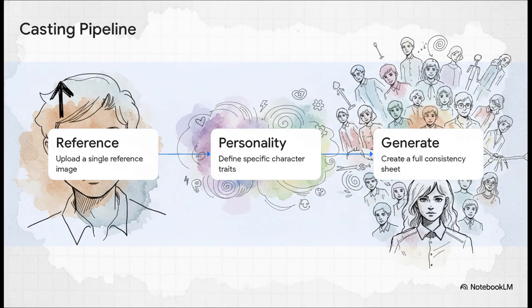Building out a character library is now this beautifully streamlined process. Basically, you just upload a single reference image of your character, punch their specific personality traits right into the panel, and hit generate. Just like that, the system builds a comprehensive consistency sheet. It's taking a standalone image and turning it into a fully realized digital actor that's ready for your scenes.